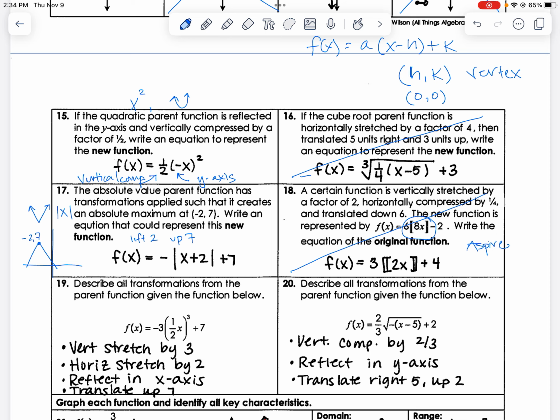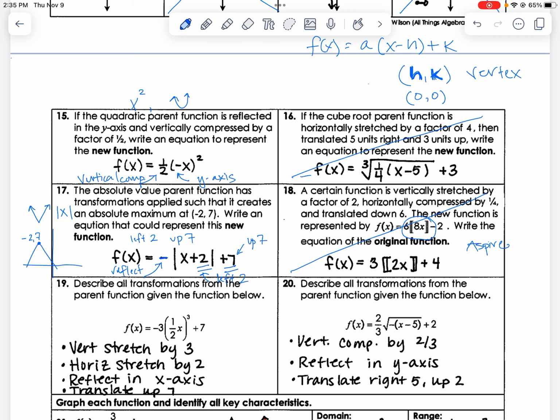Remember that when we talked about the new vertex, h is how it moves horizontally, k is how it moves up. If it moved horizontally by 2 units left and up 7, that's where these numbers come from. My h would be -2 and my k would be 7. So here, this negative represents my reflection over the x-axis. The positive 2 represents a left 2, and the 7 is up 7.